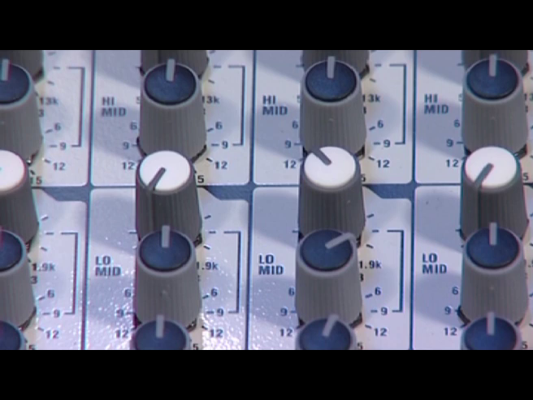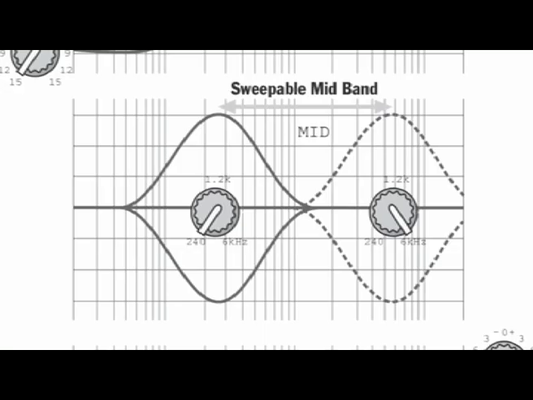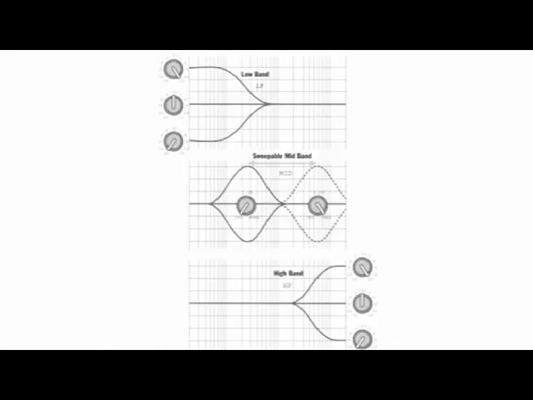A mid-sweep equalizer can also cut and boost frequency bands, but the mid-band is movable, so it can be tuned in to the frequency you're working on. This makes it a much more versatile type of EQ than fixed band. Here's how you use it to get rid of unwanted sounds.